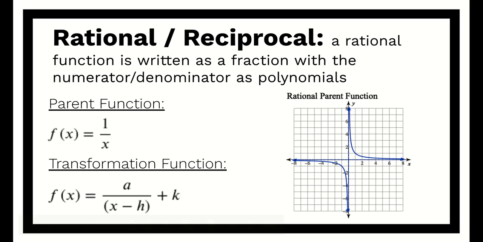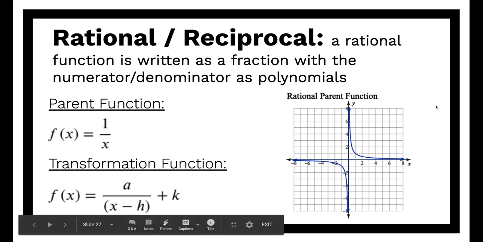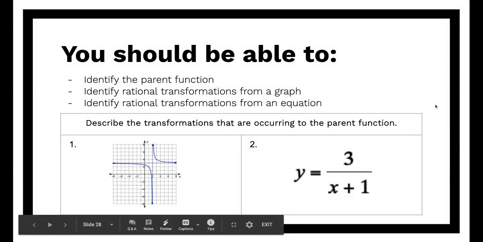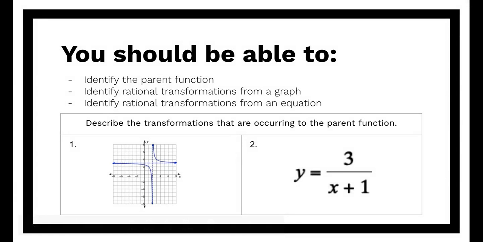That K is going to shift you up. So when my K is at 0, that is the horizontal asymptote. K is your horizontal asymptote. So if I'm at 0, that's a y equals 0 asymptote. And then if I increase it to 3, then that horizontal asymptote is now y equals 3. At this point, you should be able to identify the parent function, identify rational transformations from a graph, and identify rational transformations from an equation.